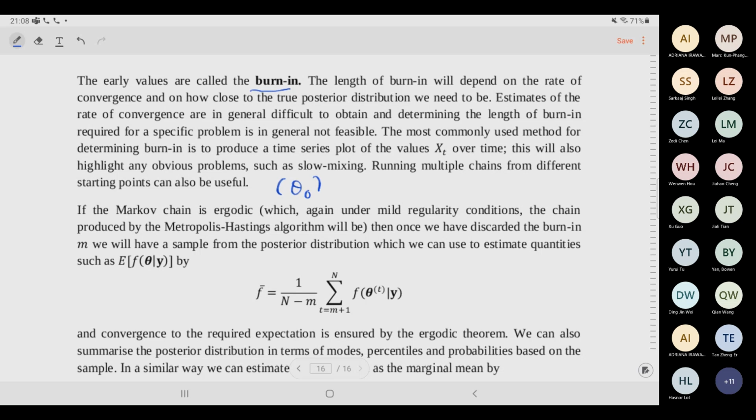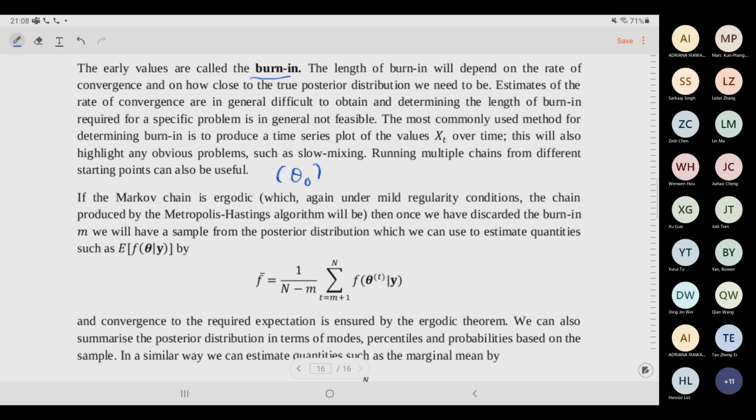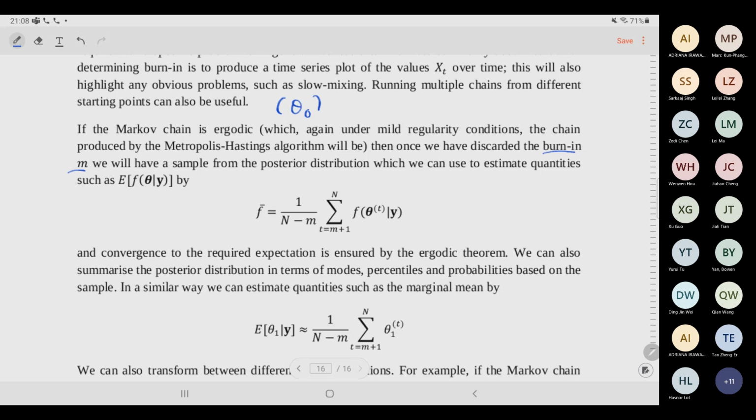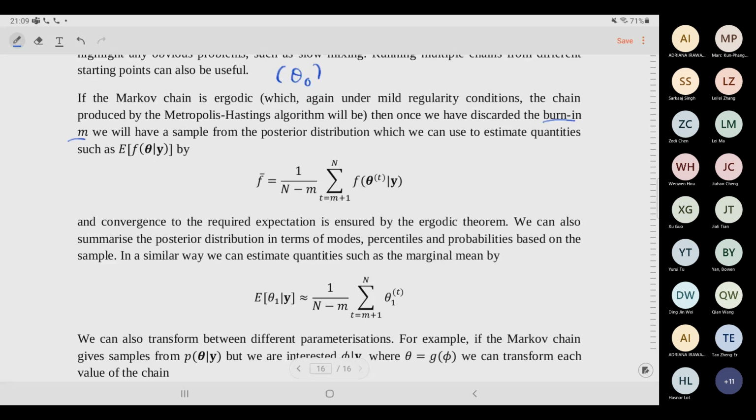Okay, so if the Markov chain is ergodic, after we throw away the burn-in, for example, M burn-in, then the leftover sample, which is N minus M, we will assume comes from our target distribution, which is the posterior. So we can use the average to find the expectation of the function f, which according to the theory can estimate the expectation of your f.